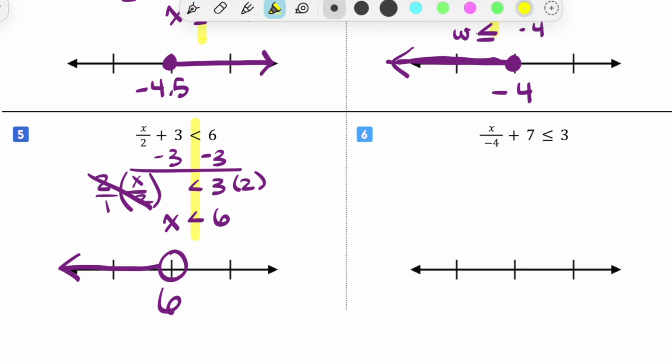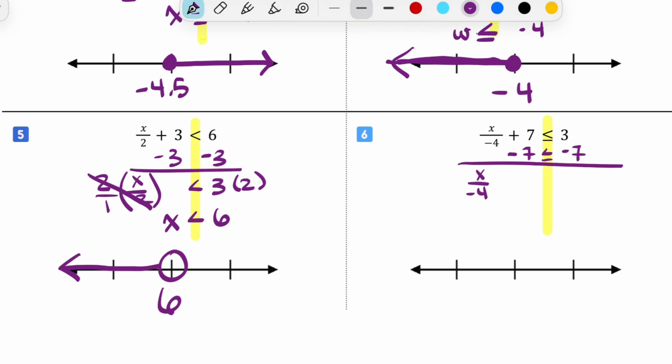Last but not least, we have x divided by negative 4 plus 7 is less than or equal to 3. As soon as I say those words, divided by negative 4, I know I'm going to have to flip the sign at some point, but not right now because I am just subtracting 7 from both sides. I'm going to bring down my x divided by negative 4. 7 minus 7 goes away, less than or equal to negative 4.